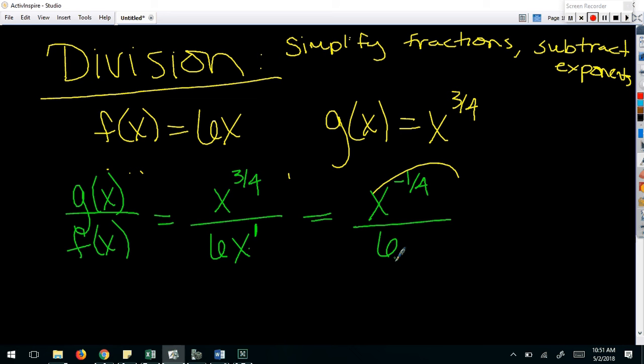But I can't have a negative exponent. So anytime I have a negative exponent, I make it positive and I move it. So I'm going to make it positive, move it down here with the 6, but there's nothing up top left. So I need to put a 1 there. So I'll have 1 over 6x to the 1/4. That's all you do.